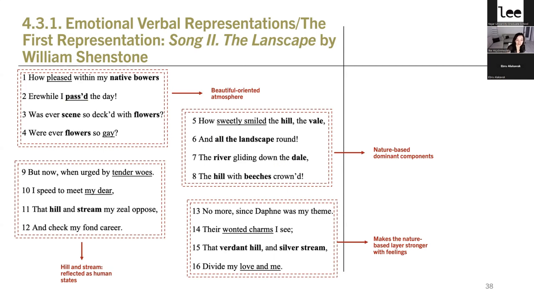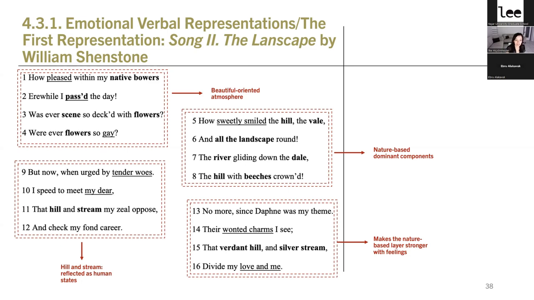Considering the time limitation of the presentation, however, I chose one verbal representation from the emotional subgenre to show the layers and the relationship of those layers with the proposed subgenres. The poem is The Landscape by William Shenstone. So as you see in the first verse, for example, Shenstone portrays a natural but emotional atmosphere through his feelings by ascribing them to nature. He constitutes a nature-based character for his picturesque atmosphere, by using nature: bowers, scene, and flowers.